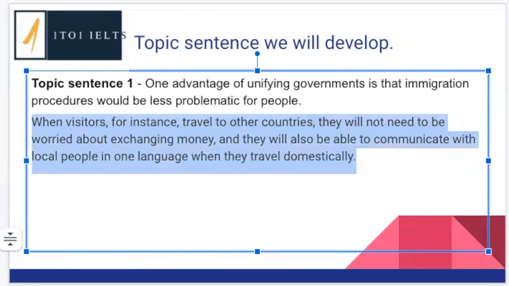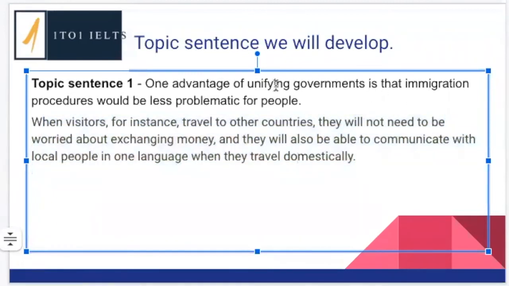So we've got a couple of questions. Let's see. Gabby said, is it okay that it is not mentioning these problems as a result of not having one government? No, so we've definitely got an issue as far as an example goes. So Nabila said, what about immigration issues? Yeah, exactly. So we've got to be thinking about the advantage of unifying governments. Immigration procedures are less problematic. So do we have anything here about immigration procedures?